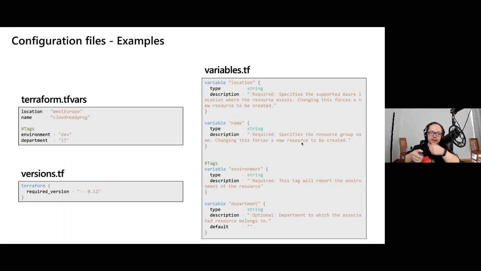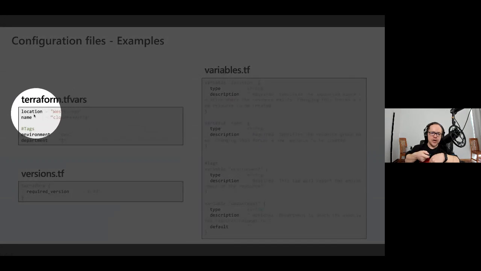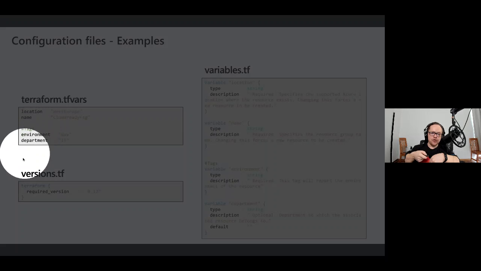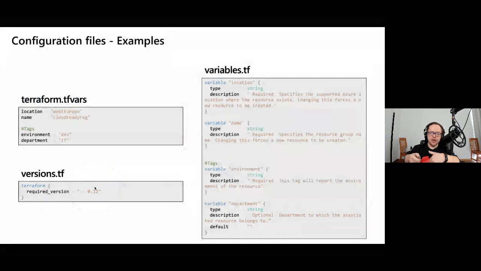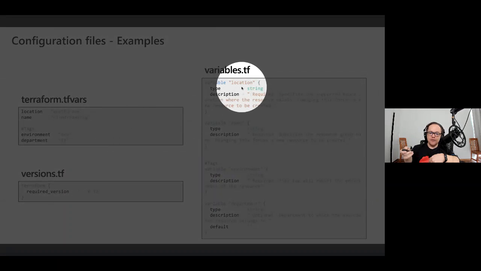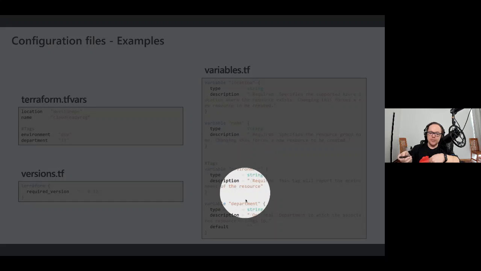I've also got my TF vars files there. So I've got my location, my name, my environment, and the department. And you remember, it pulls in those environment and department values in the location name. And then I've got my versions.tf and the required version 0.12, which is a newer version of Terraform. Then in my variables.tf here, I've got location, name, environment, and department, and I define the variable types, the string and the description.